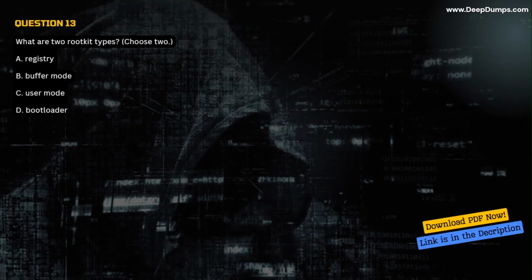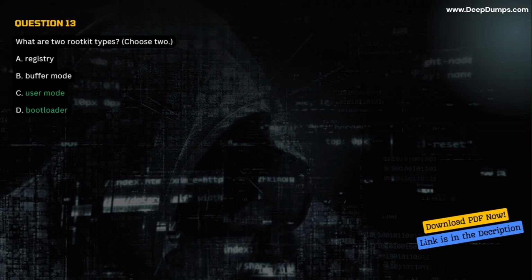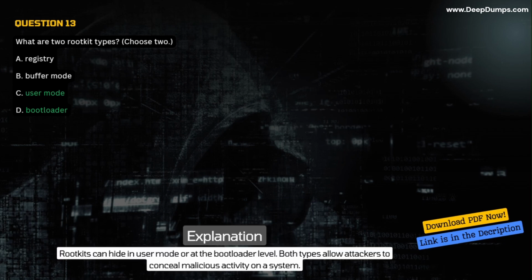Question 13. What are two rootkit types? Choose 2. A. Registry. B. Buffer mode. C. User mode. D. Bootloader. Correct answer, C and D. User mode, Bootloader. Explanation. Rootkits can hide in user mode or at the bootloader level. Both types allow attackers to conceal malicious activity on a system.